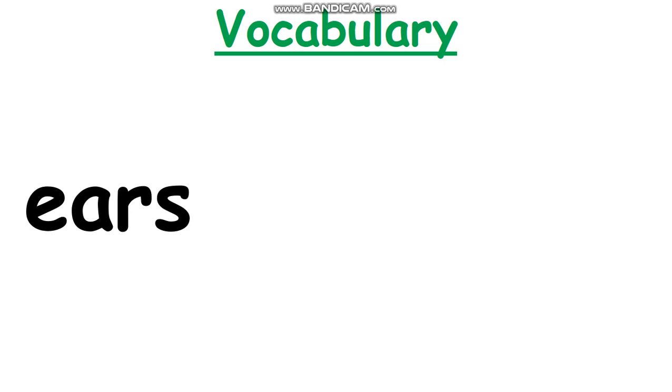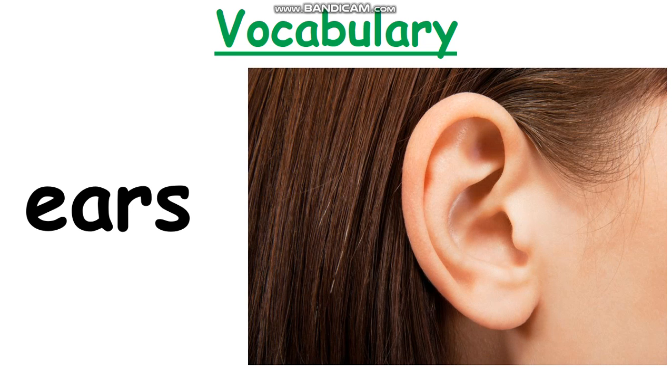Alright? So next one. Ears. Repeat, everyone. Ears. Right? So how many ears do you have? Let's see the picture. What is your ear? That's called ear, right? So how many ears do you have? You have two, right? One at the left and one at the right, right? So what can your ear do? Listen, right? Very good, listen. So your ear can listen, right? So can you spell ears? E-A-R-S, right? Ears, very good.